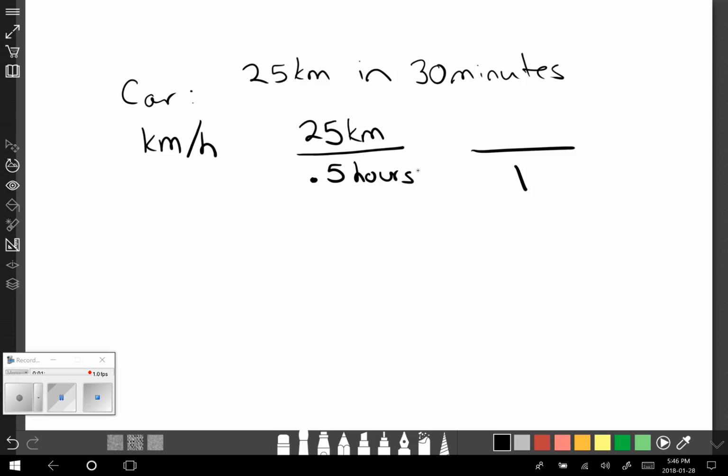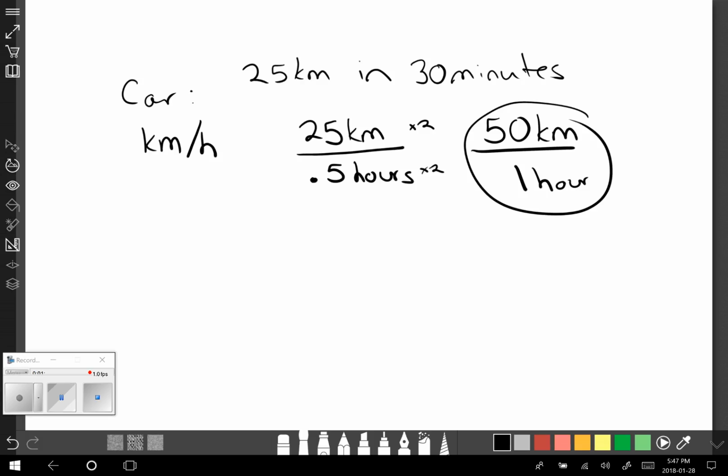And so what have I had to do here? Well, I've had to times this by 2. And as you know, if you do that to the bottom, you have to do that to the top. Multiply it by 2. So 25 multiplied by 2 is 50. So that leaves me with 50 kilometers in 1 hour. So the rate of speed would be 50 kilometers per hour.